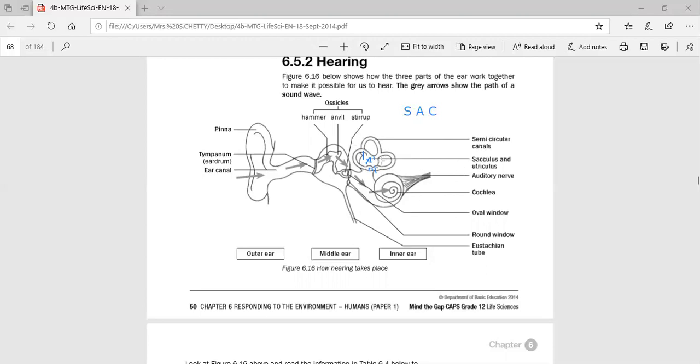So these structures, once again, your three semicircular canals, and the sacs inside here called your sacculus and utriculus, play a role in balance. How do you remember the sacculus and utriculus one? Here's yet another mnemonic that we have created. You can either remember it as gums, G-U-M-S, okay?